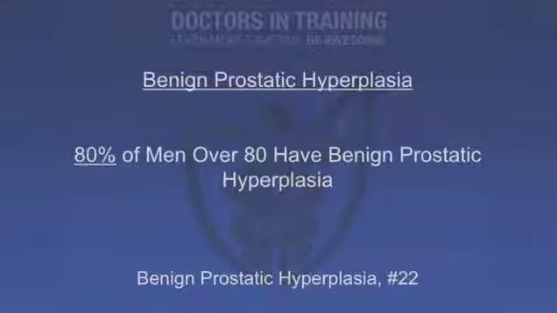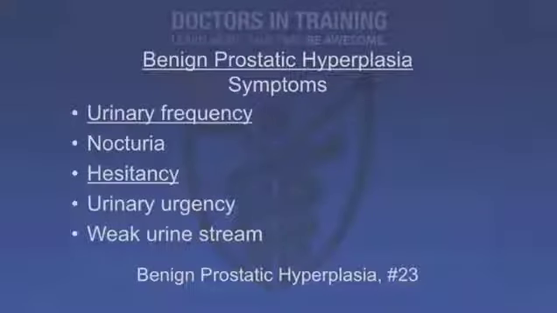So men older than 80 years of age, about 80% of them are going to have some level of prostatic hyperplasia. Now, many men are asymptomatic, or they might have just very mild symptoms, but some can have very severe symptoms. And what do they include? Well, you're going to have increased urinary frequency, nocturia, or urinating in the middle of the night too many times, hesitancy, so they have difficulty initiating their stream. They can have urgency, and they can have a weak urinary stream.